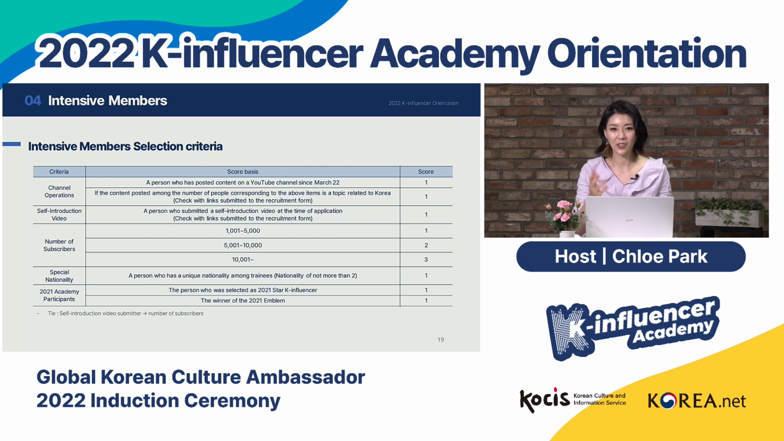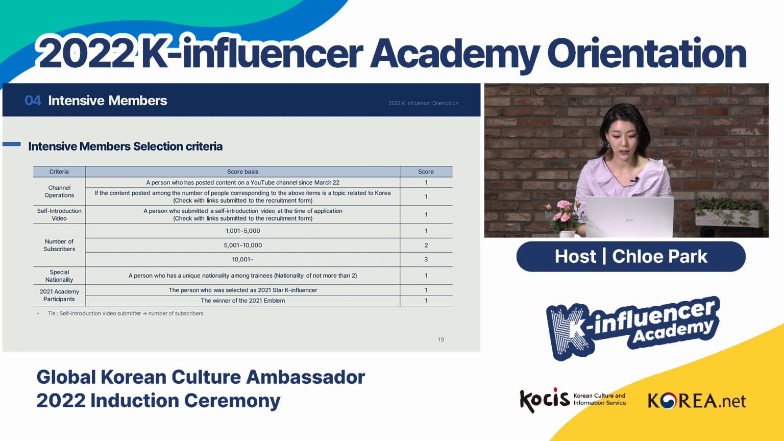And yeah, this is for the diversity of our K-influencers, and we want to expand our program to, you saw Antarctica on the previous page. So if you're from Antarctica, I don't know whether that's considered a nationality, but if you're from a special country, you will get an additional 1 point. And the last criteria for being selected as an intensive member is 2021 Academy participants. So I can see here that if you have participated as a K-influencer in previous batches, you will get more points. 2 points you can get for this criteria.